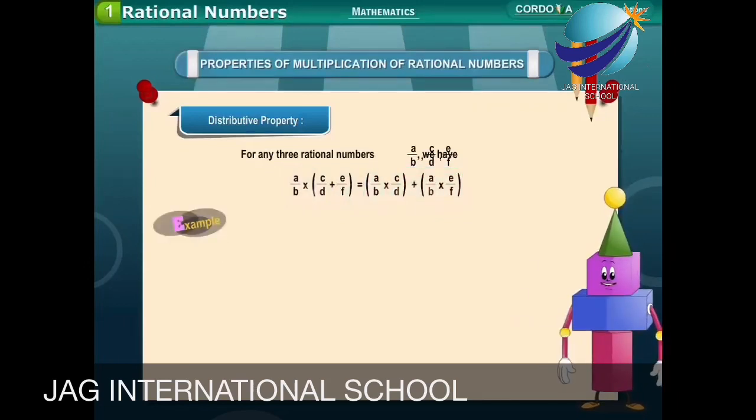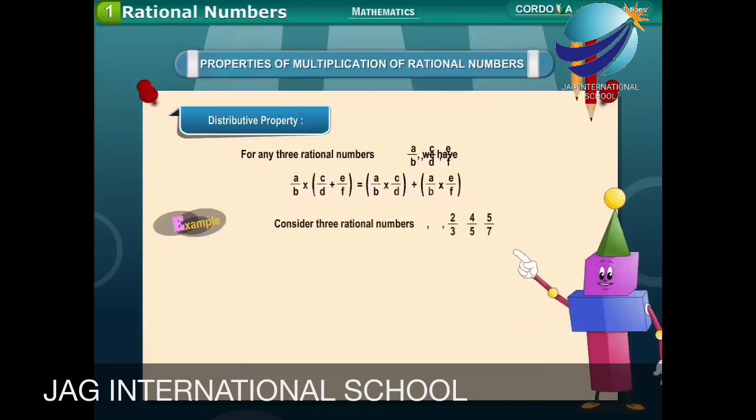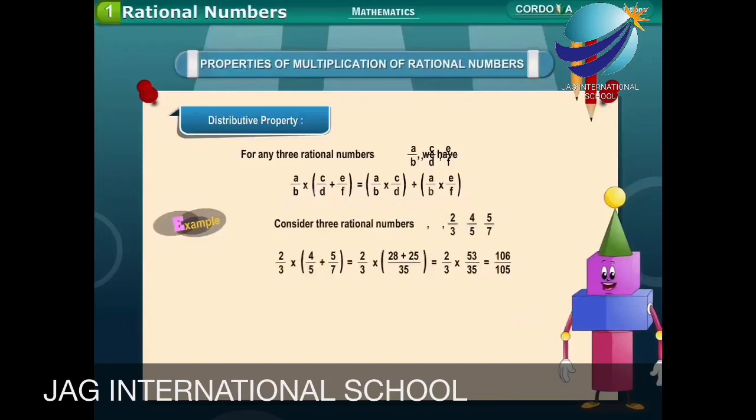Example: consider three rational numbers 2/3, 4/5 and 5/7. Then 2/3 × (4/5 + 5/7) = 2/3 × (28 + 25)/35, which is equal to 2/3 × 53/35, which is equal to 106/105.